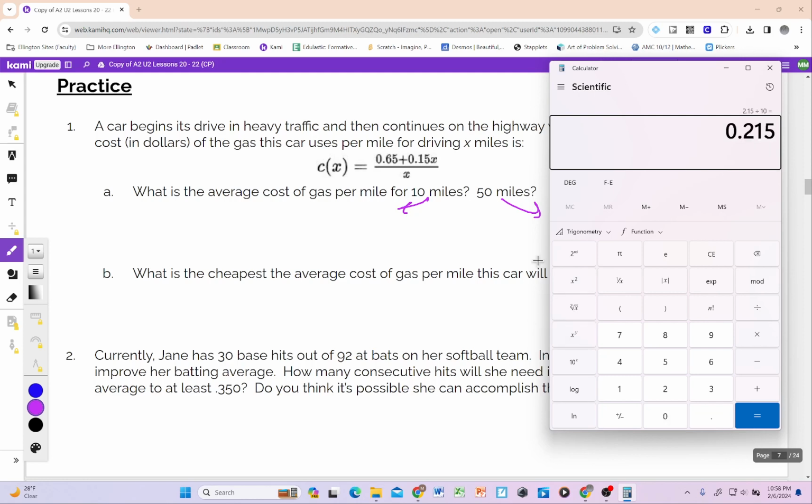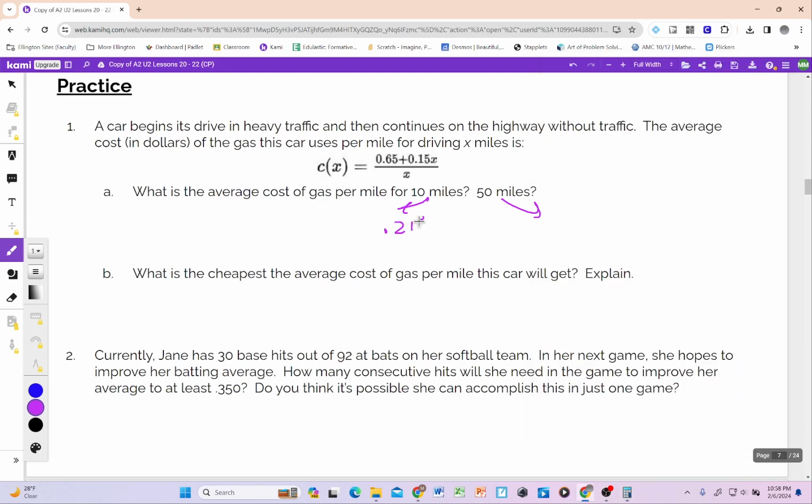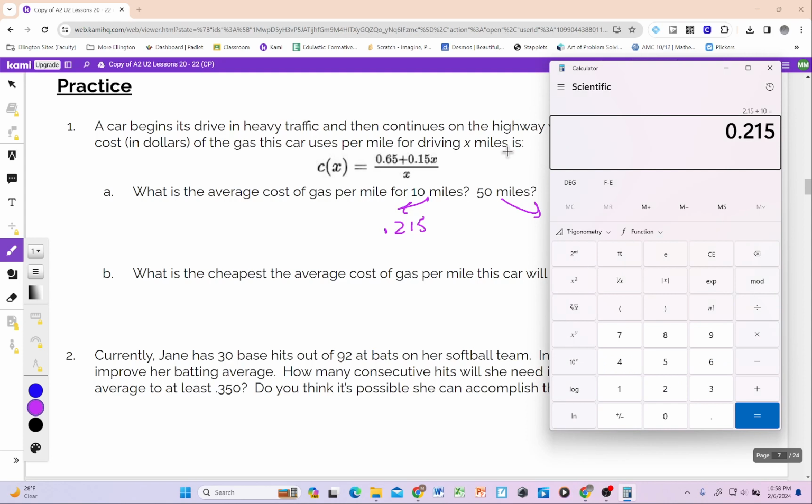0.215. Average cost of gas per mile: 0.215, so 21.5 cents per mile. But what if you drive 50 miles? The average should go down, right? Because again, we're really in light traffic. We're only paying 15 cents per mile.